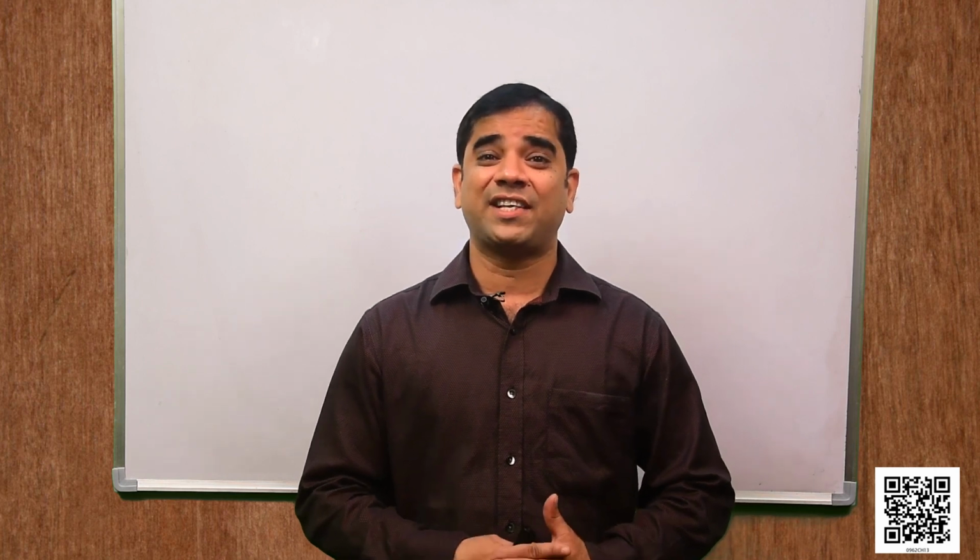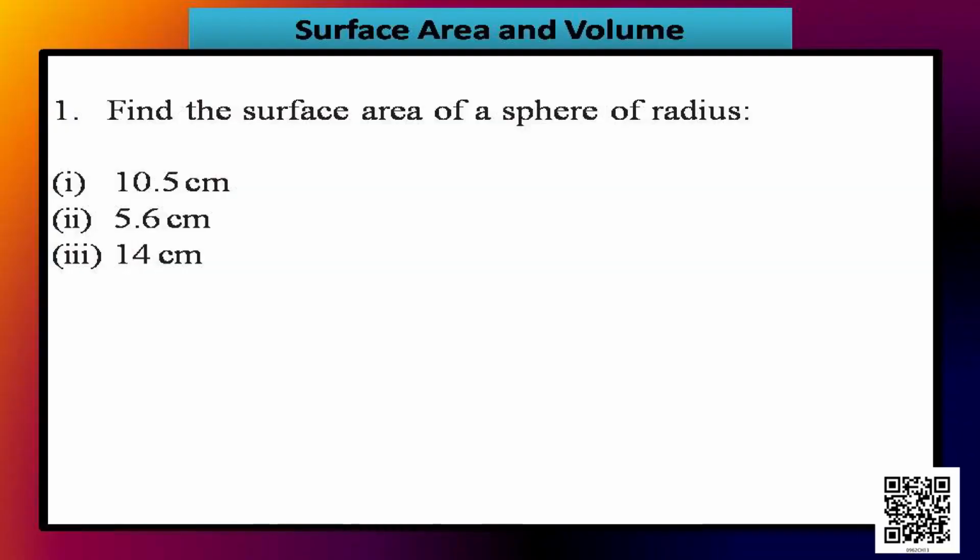In our last class, we discussed some concepts about surface area and volume, and we solved some problems from the exercise. In this class, we will move ahead and start with exercise 13.4. It says, assume pi is equal to 22/7, and question 1 says, find the surface area of a sphere of radius 10.5 centimeter, 5.6 centimeter and 14 centimeter. So, 3 radii are given and we need to find the surface area of the sphere.